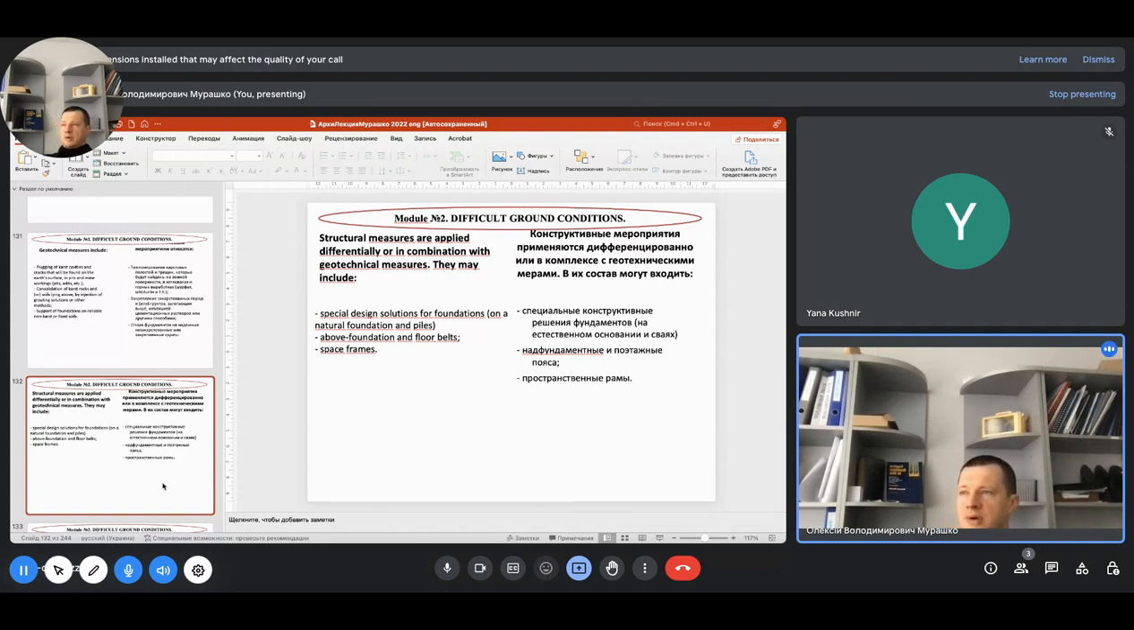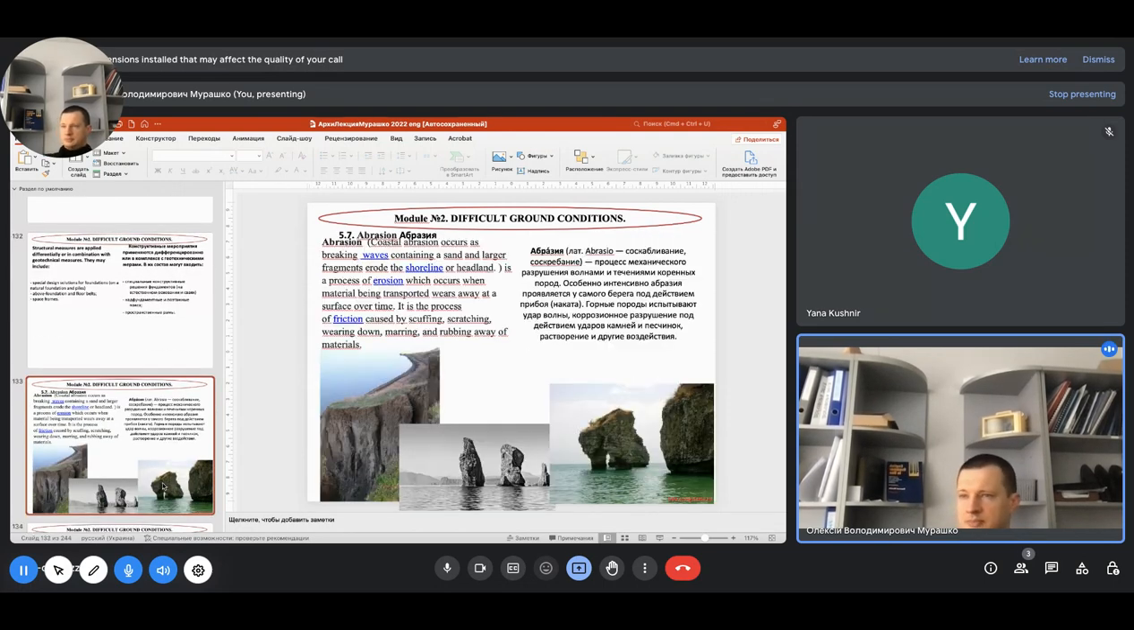Also, we have structural measures such as special design solutions of foundation, and making the above ground part of the building more rigid by adding some floor belts. These are various elements made of steel, and also space frames, which increase the rigidity of the building design. So that's all about karst and suffusion.